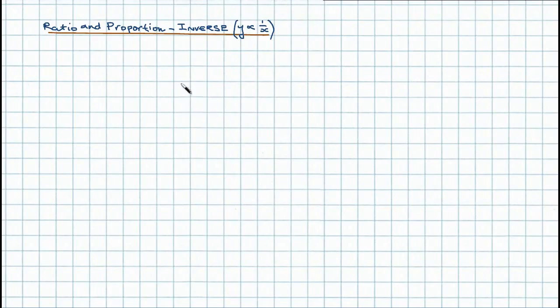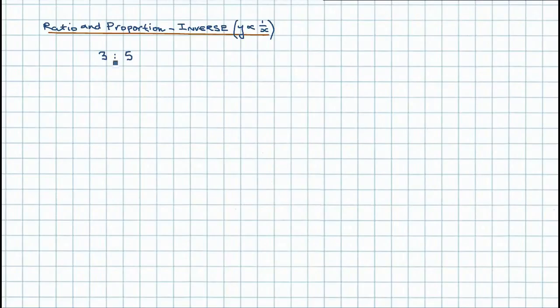This video is a tutorial on ratio and proportion, and what I'm going to look at specifically here is inverse proportionality. Okay, so first of all, let's just think of a simple ratio. So let's have 3 to 5 then. 3 to 5, so nice easy numbers.